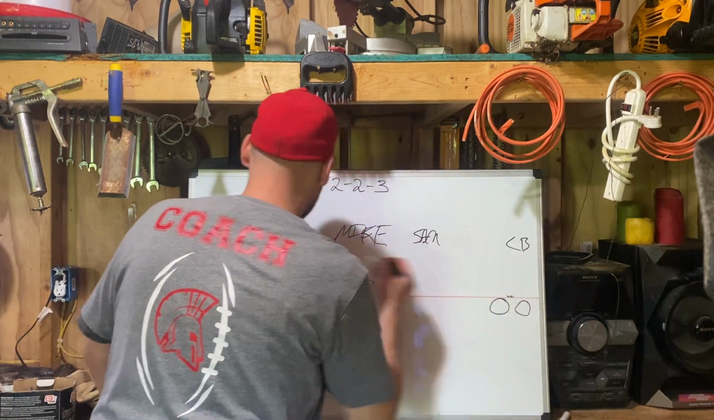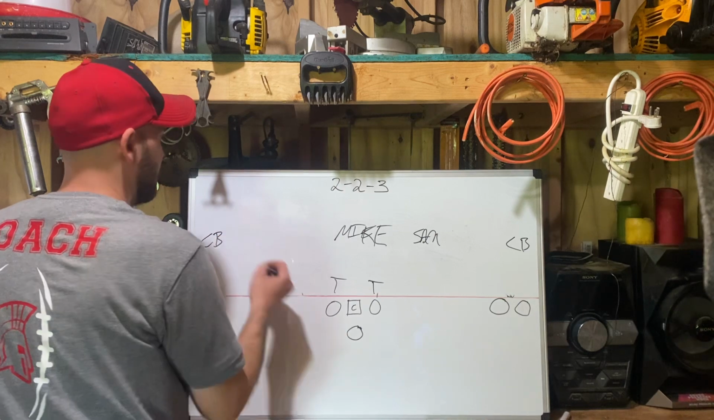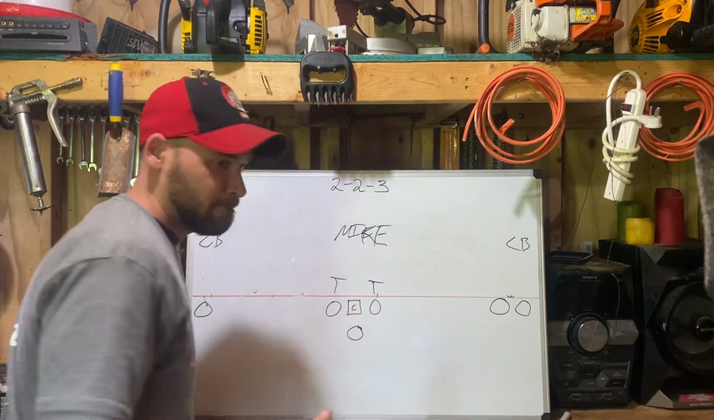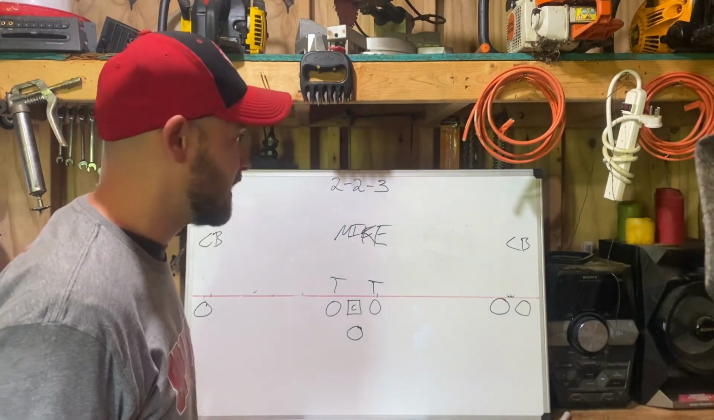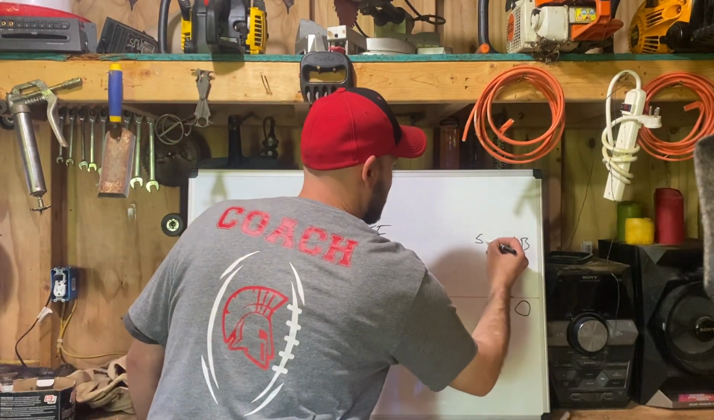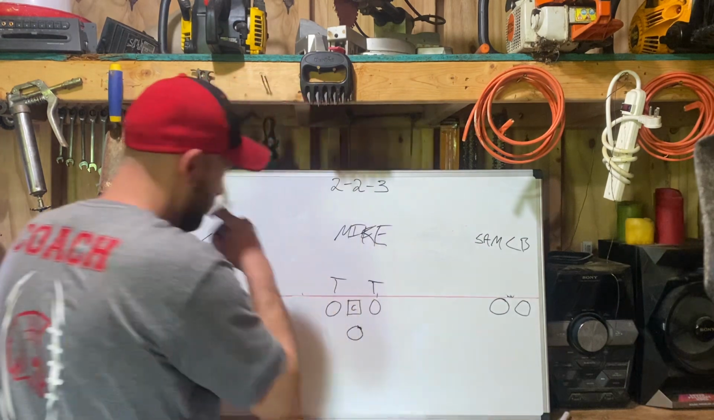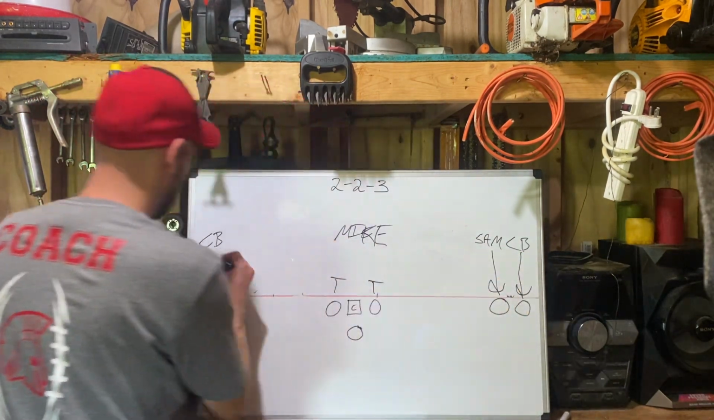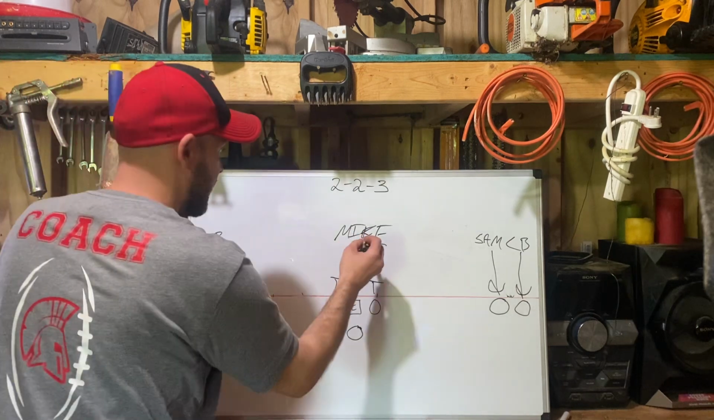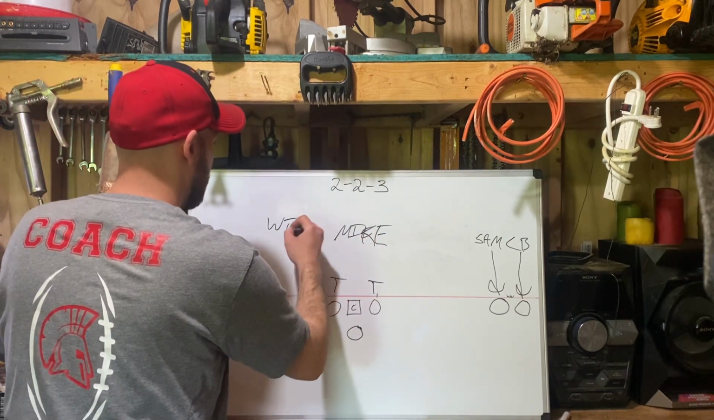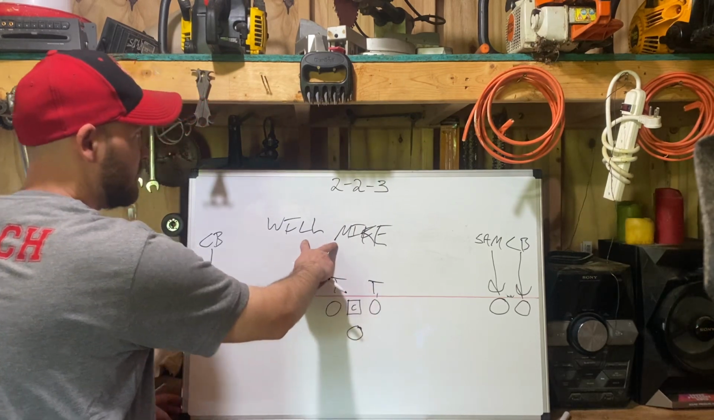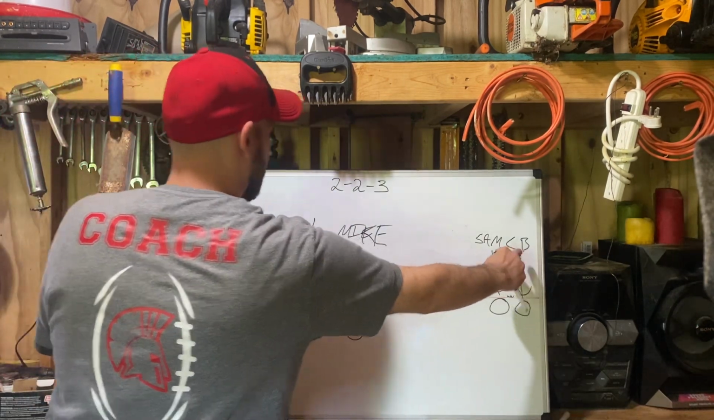CB. CB. Now Sam in this rate, he is a cornerback, but we'll call him Sam, okay? He's just going to line up a little bit further out. He's going to cover in man, man, man. Mike and Will are our two in the middle. So our two tackles, two, okay, and our three.